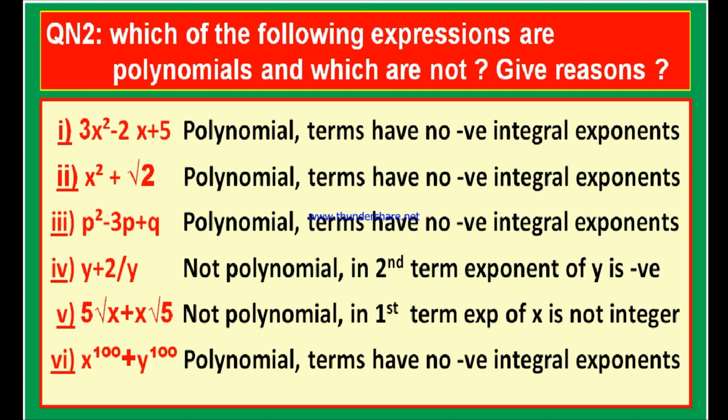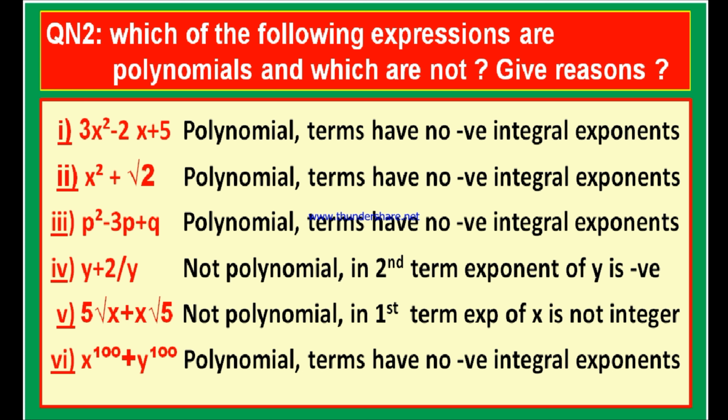Yes, in order to say that an expression is a polynomial, you should observe the exponents of the variables in all the terms of the given expression. In order to find out whether the given expression is a polynomial or not, you have to verify all the exponents of the variables in all the terms.